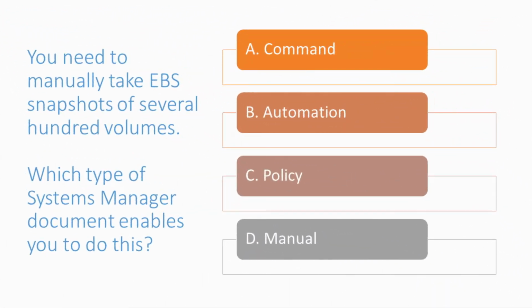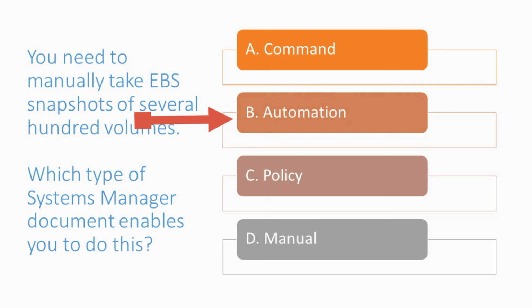You need to manually take EBS snapshots of several hundred volumes. Which type of Systems Manager document enables you to do this? Options we have: A. Command. B. Automation. C. Policy. D. Manual. Correct answer for this question is option B, Automation. Because, automation documents let you perform actions against your AWS resources, including taking EBS snapshots. Although they're called automation documents, you can still manually execute them. A command document performs actions within a Linux or Windows instance.